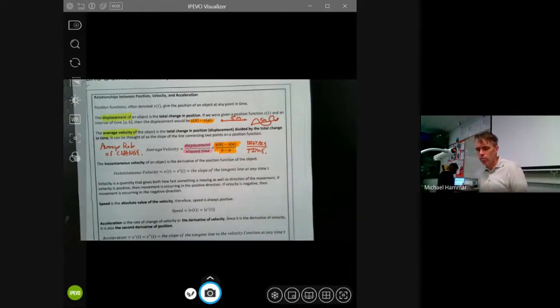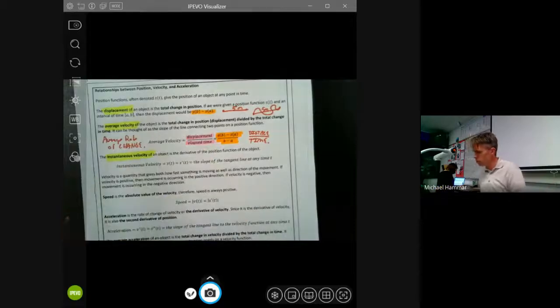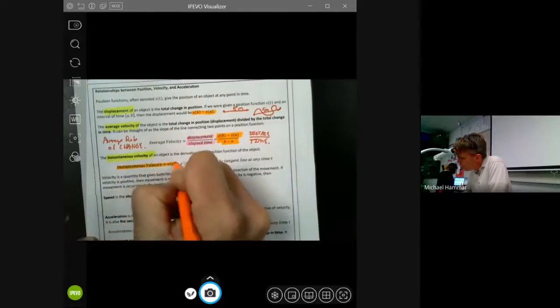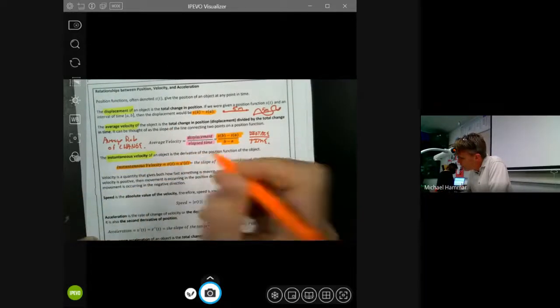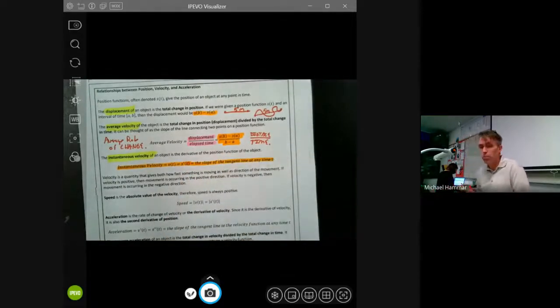Now, instantaneous velocity is different than average rate of change. Instantaneous velocity depends on the derivative. So instantaneous velocity is the derivative of the position function. If they give you a graph that shows the position of things over a course of time, the derivative of that graph will give you the velocity at every instant.